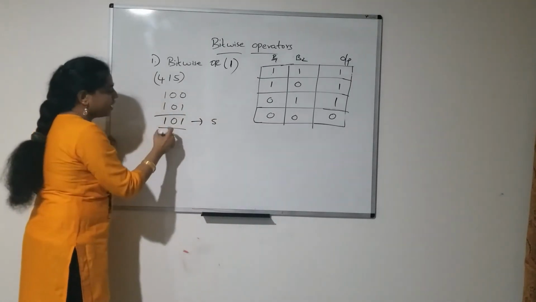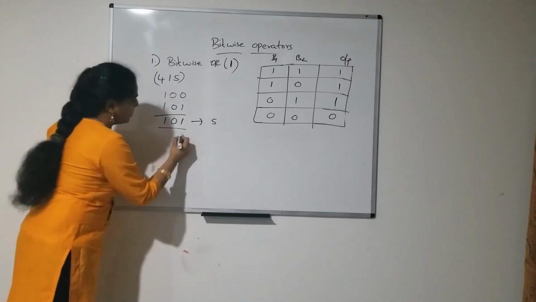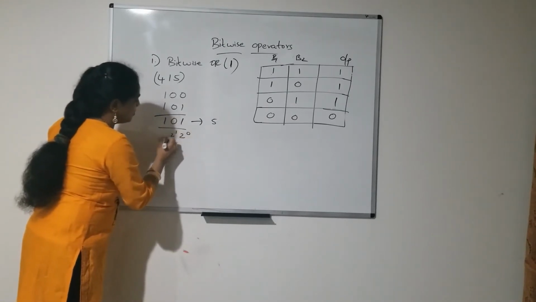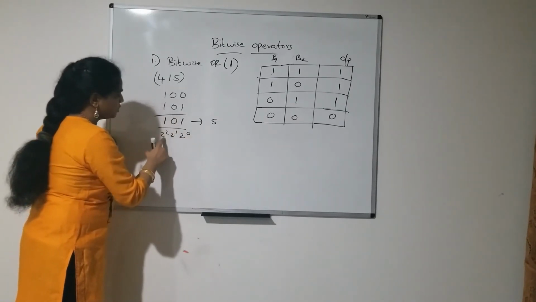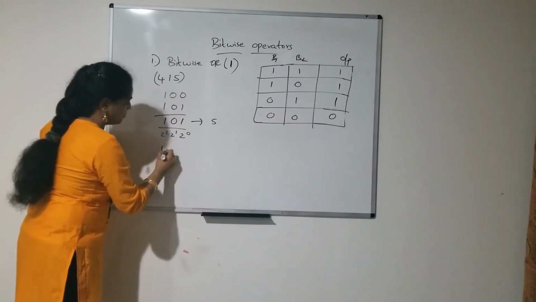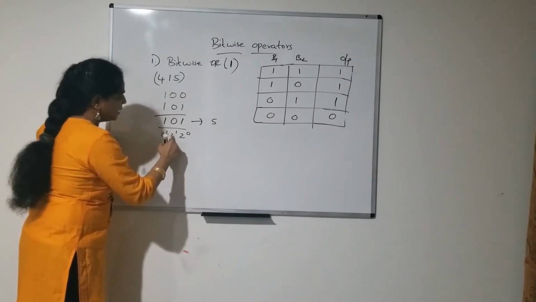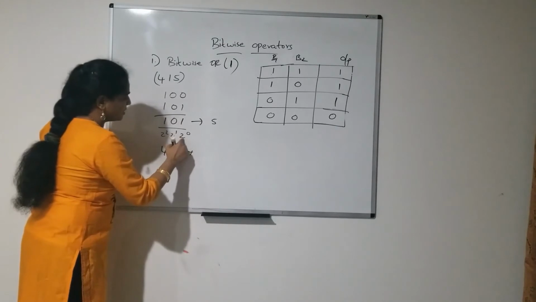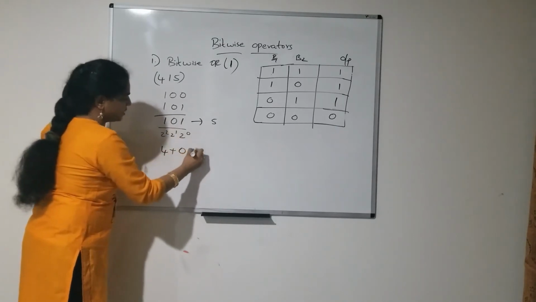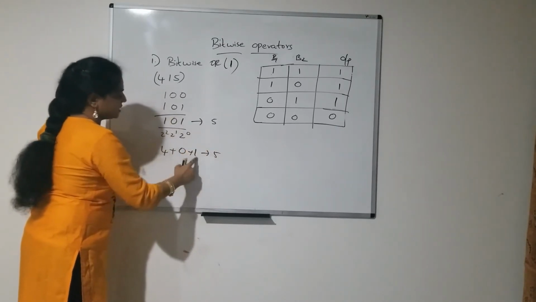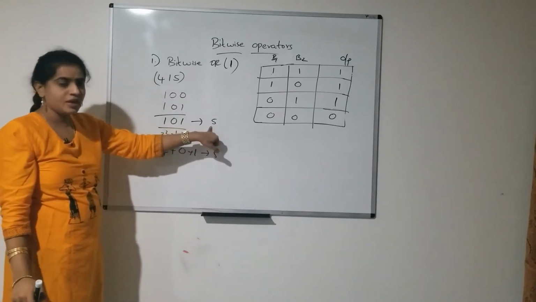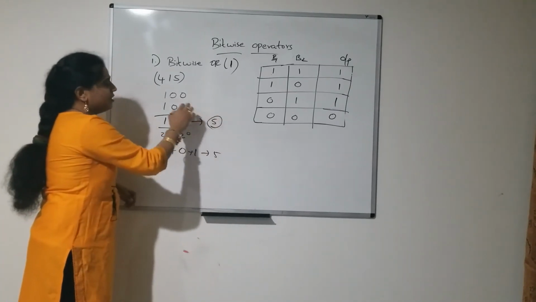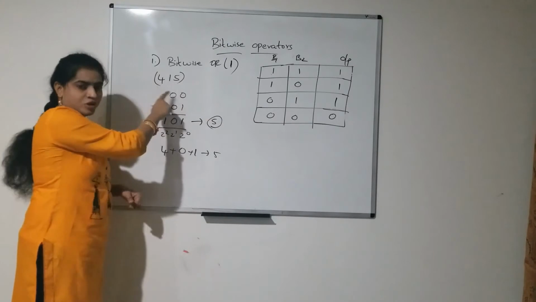How do we convert binary into decimal? Just apply 2 power 0, 2 power 1, 2 square. So 2 square means 4. 4 into 1 is 4, plus 2 power 1 into 0 is 0, plus 2 power 0, which means 1, 1 into 1 is 1. So 4 plus 1 is 5. This is the output for the bitwise OR operation between 4 and 5.